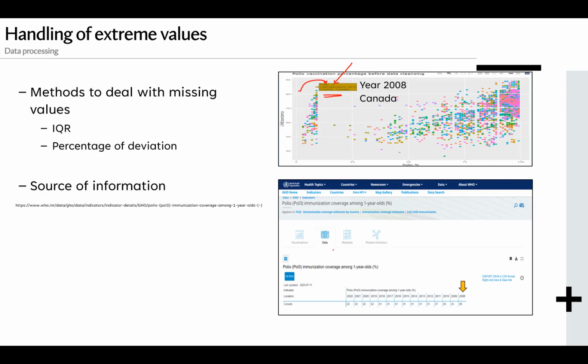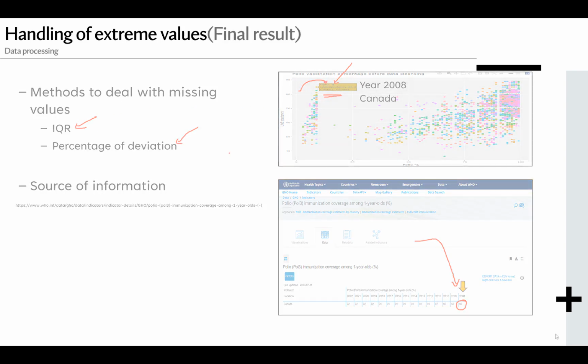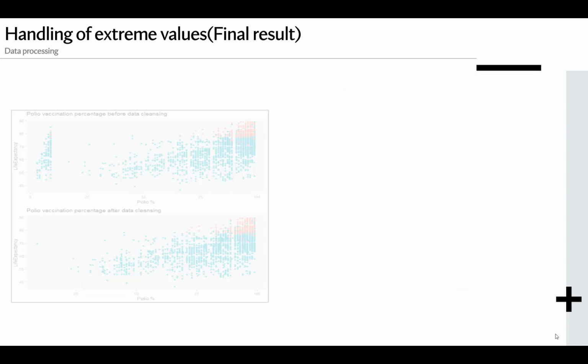The polio vaccination is very low for a developed country. So we decided to look it up and validate this information from the World Health Organization website. And we realized right away that there was some kind of mistake, maybe collecting the sample, because the correct data is 96. So we implemented some algorithms in order to make the correction of this problem. We used the IQR and we used the percentage of deviation. Now we are going to show you the results of the detection of the extreme values.